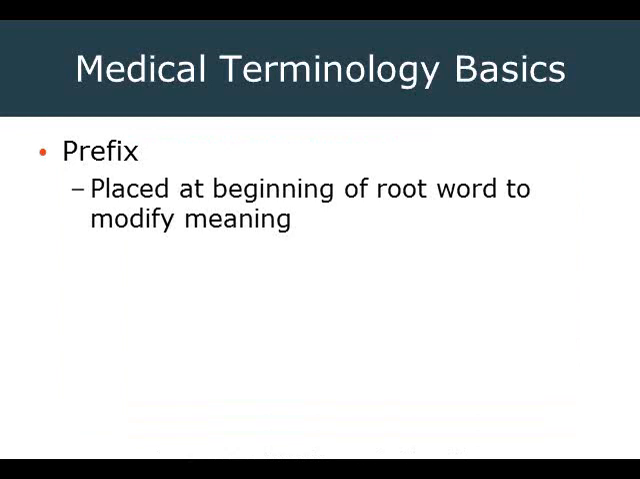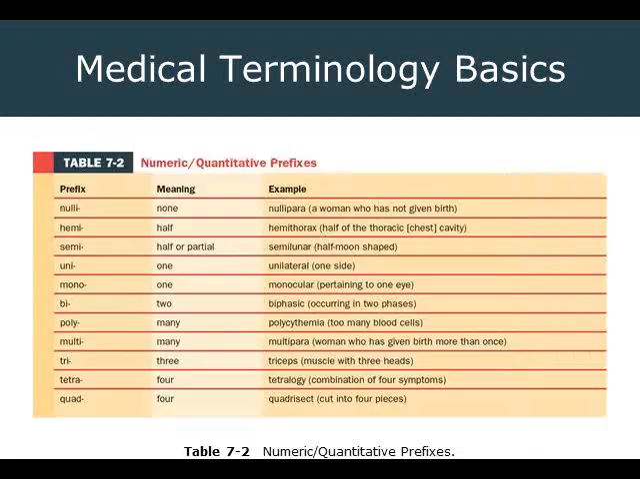Sometimes we also have a prefix, and a prefix is placed at the beginning of a root word to modify its meaning. So we may be talking about a very specific area, a very specific part, and so that prefix helps us to gain that information. So a couple of things here: nulli, hemi, semi, uni, mono, bi, poly, multi, tri, tetra, quad. These usually have to do with numerics, numeric or quantitative prefixes.